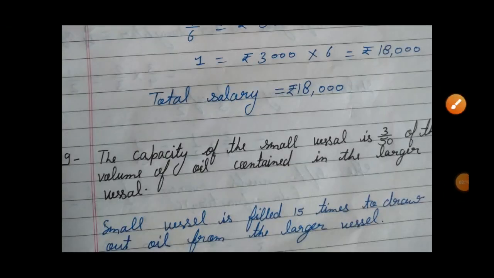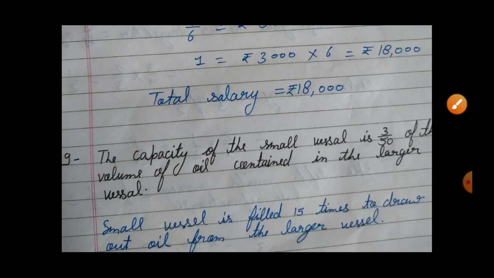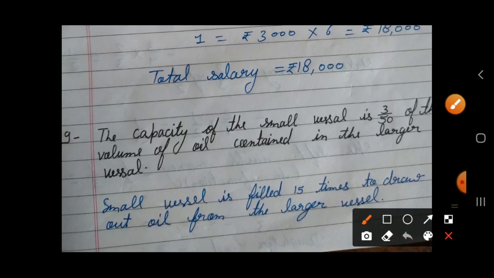According to the problem, the capacity of the small vessel is 3 upon 50 of the volume of the oil contained in the larger vessel. And the second thing given is that the small vessel is filled 15 times to draw out oil from the larger vessel. Now students, according to this we will find the equation.